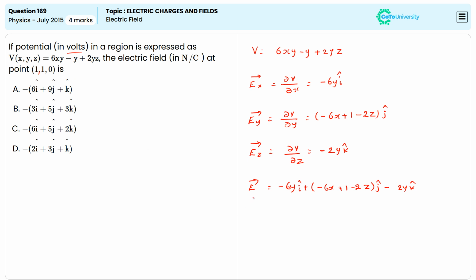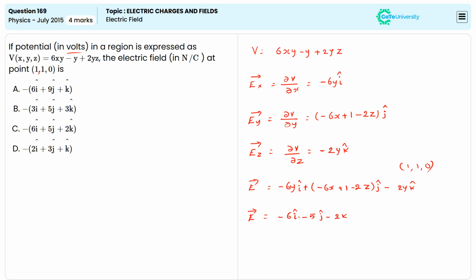Given the point (1, 1, 0), by substituting the values, we get the electric field E vector is equal to -6i cap -5j cap -2k. By substituting the value of (1, 1, 0), we get this as the answer.